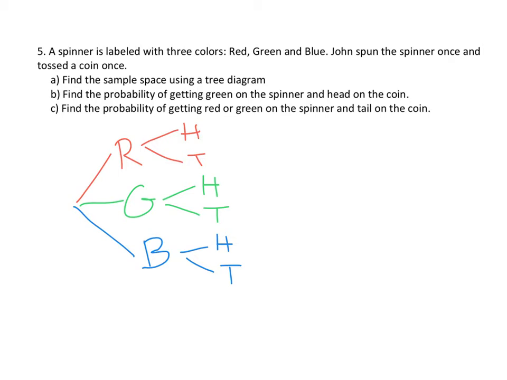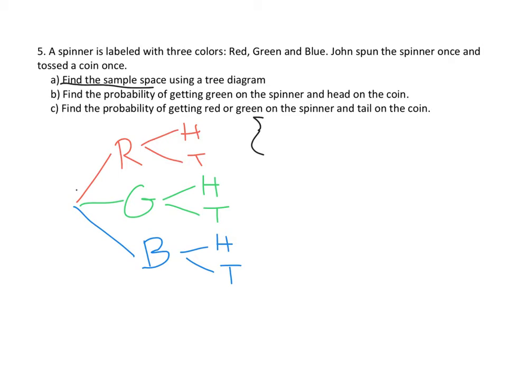Okay. So now what we want to do is actually find the sample space. So this tree diagram kind of shows us the sample space, but let's actually list out what the sample space is. The sample space is the set that has all the possible outcomes. So the idea is that every branch of the tree is one possible outcome.